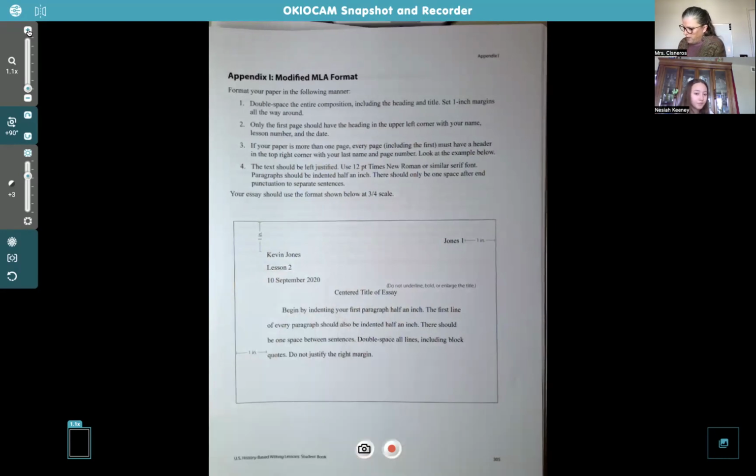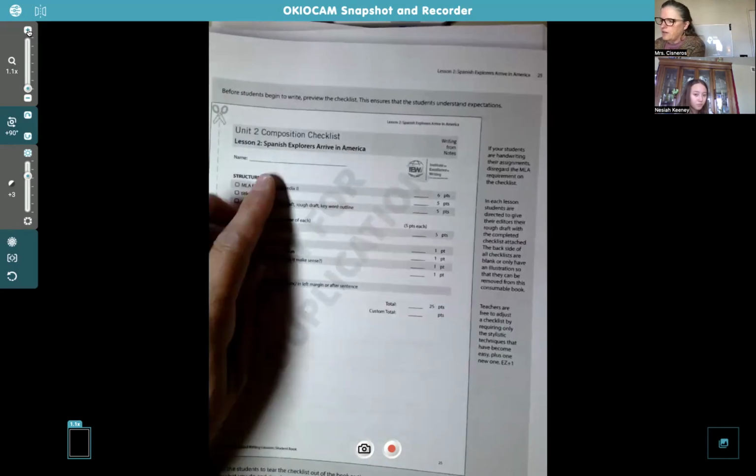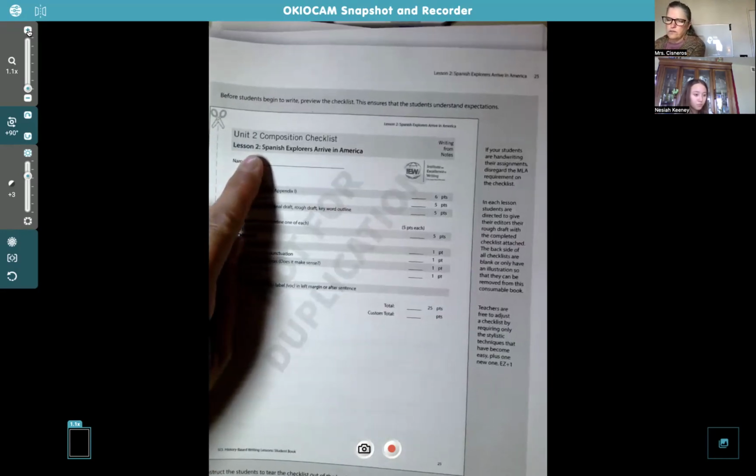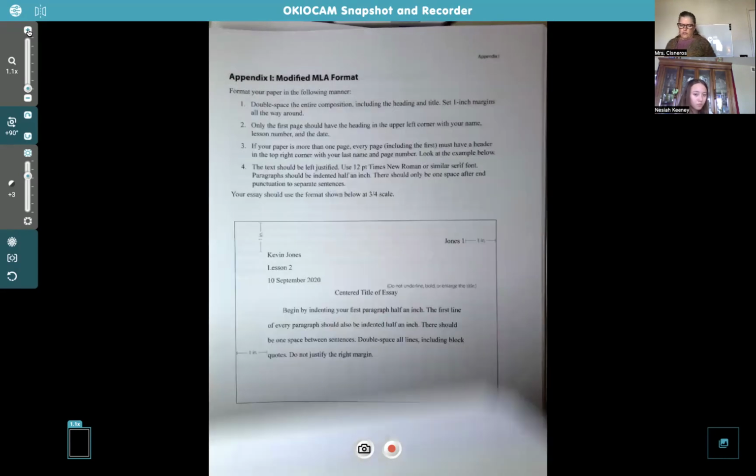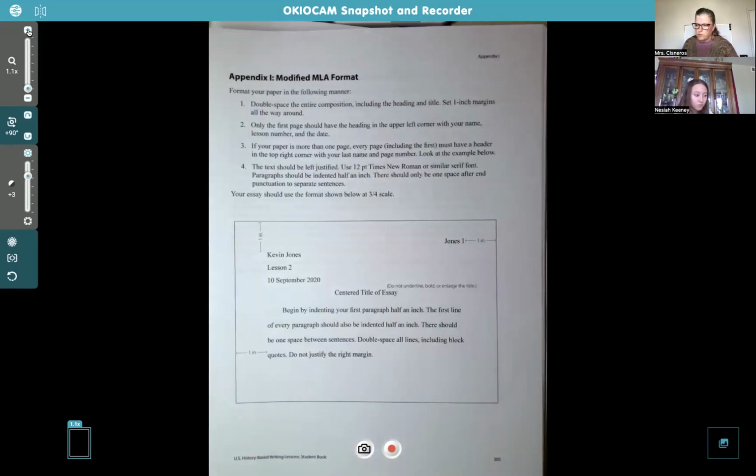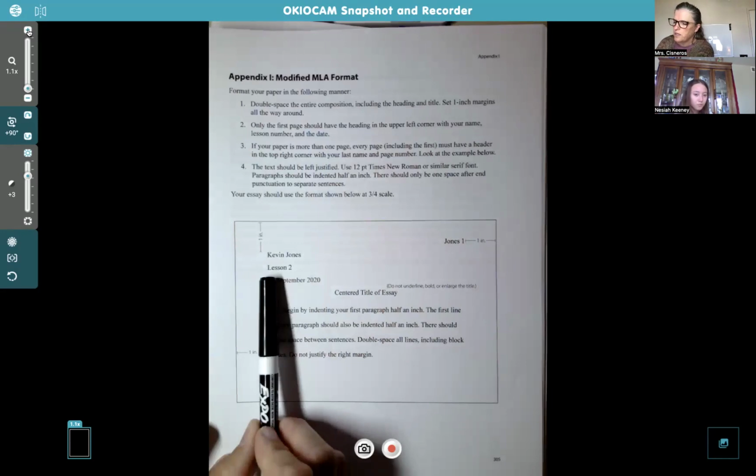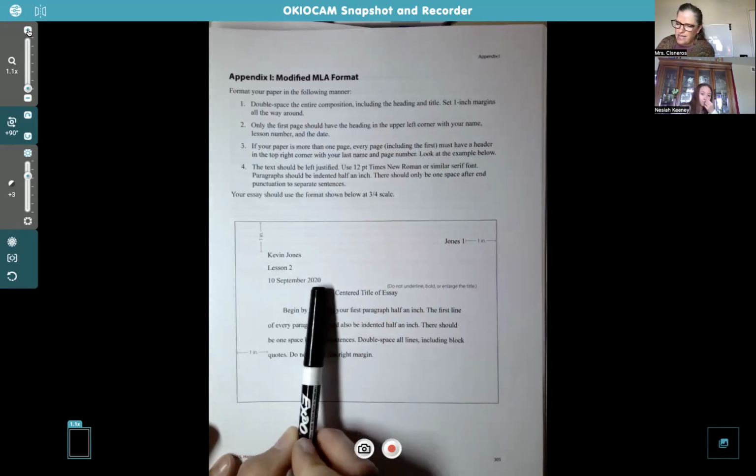So that you will find pretty much anywhere, like even on the checklist, it'll say lesson 2. And on your actual page about the Spanish Explorers, it'll say lesson 2. So you'll just put lesson 2 there. And then the date is here.